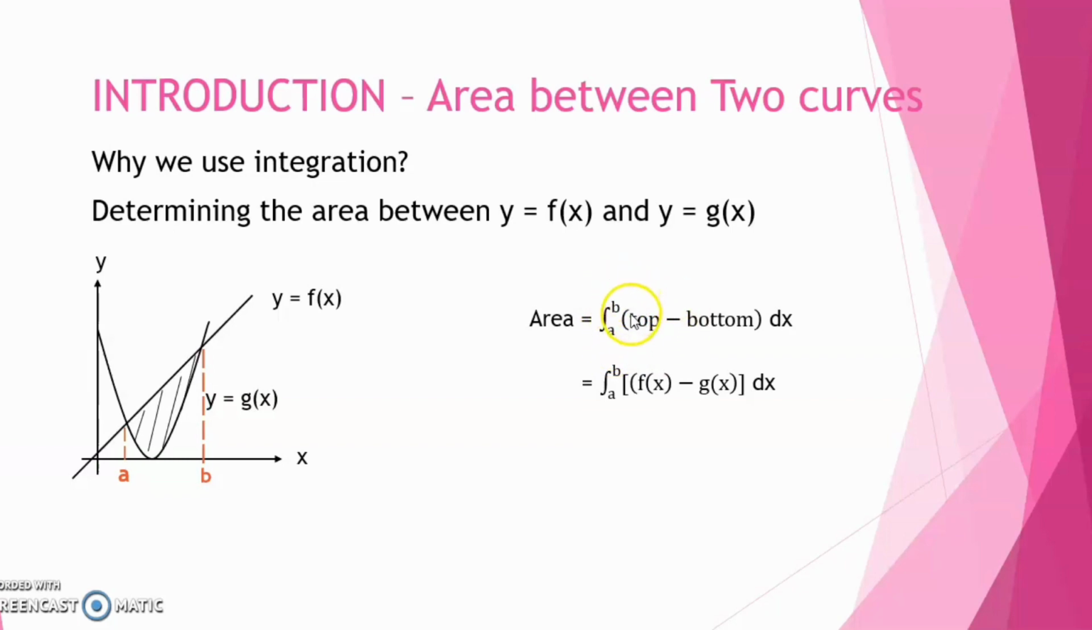So how do we find the top function and bottom function? We can draw a rectangle in the shaded region here. So we draw a rectangle here, and this is the top and this is the bottom. The top is the straight line, which is y equal to f(x). So top equal to f(x) and bottom is the quadratic function, which is g(x). dx. Why do we use dx? Because we have to define with respect to x.